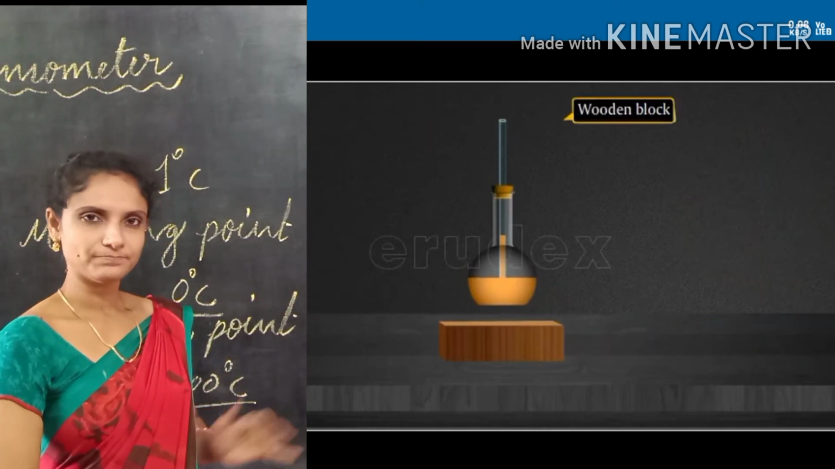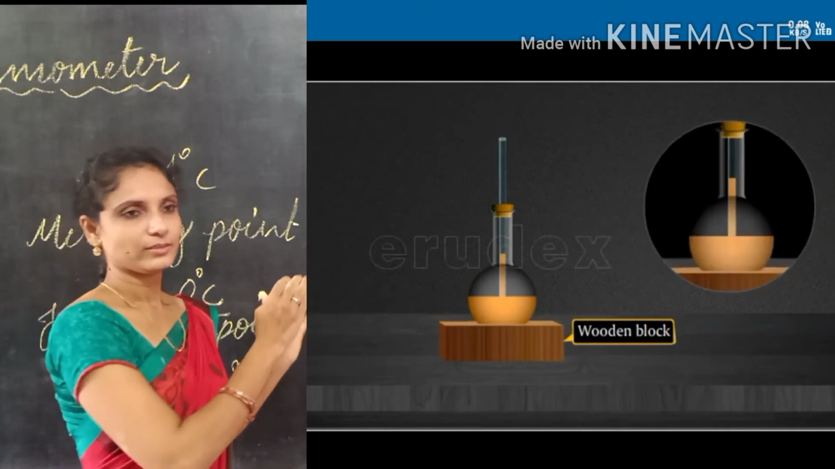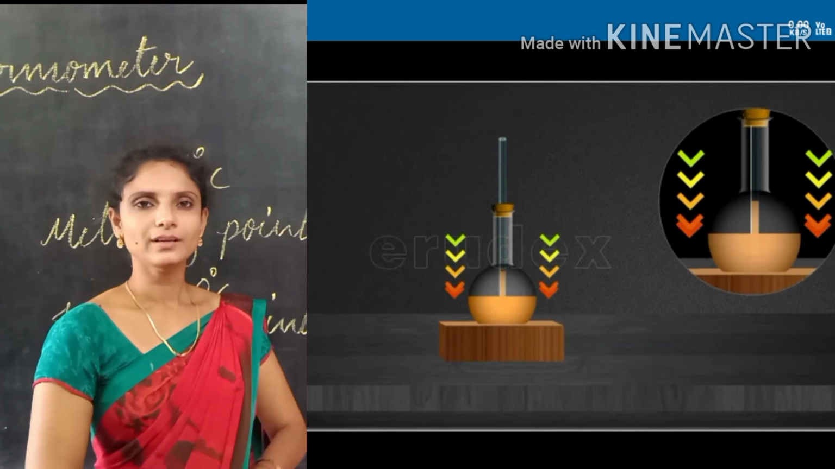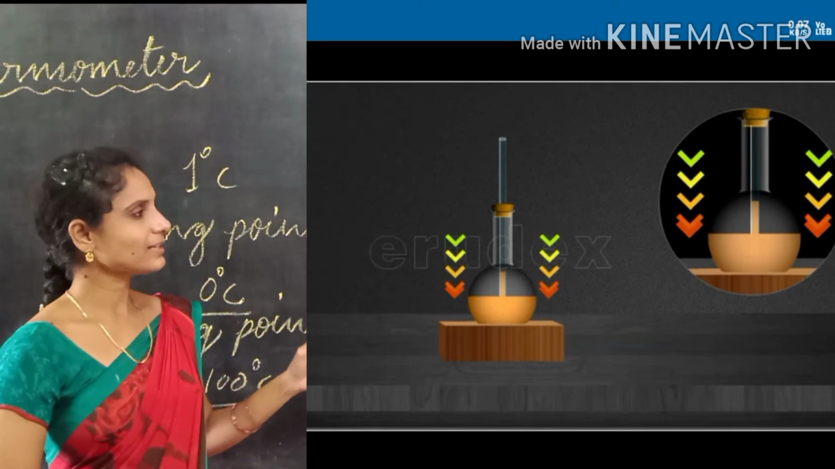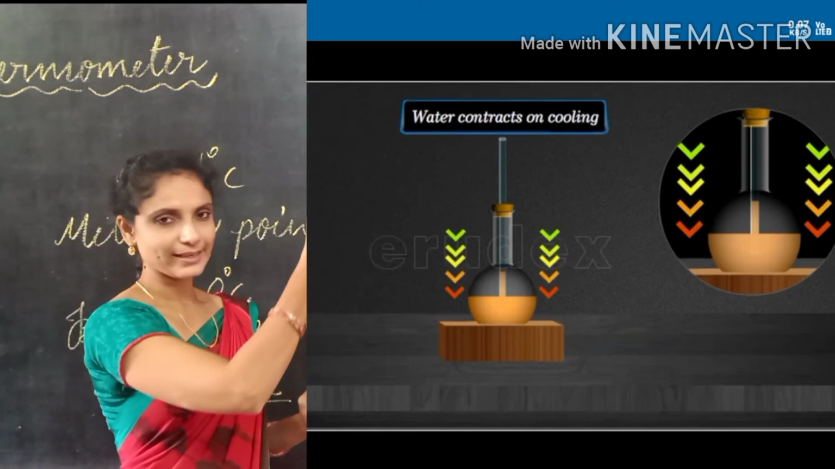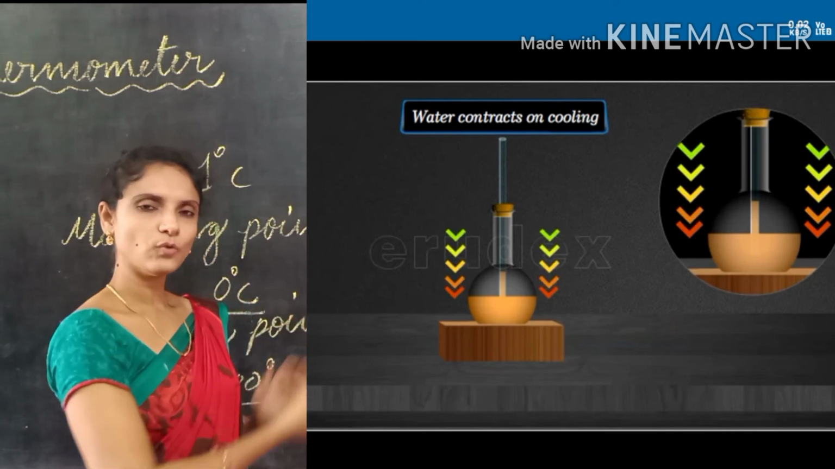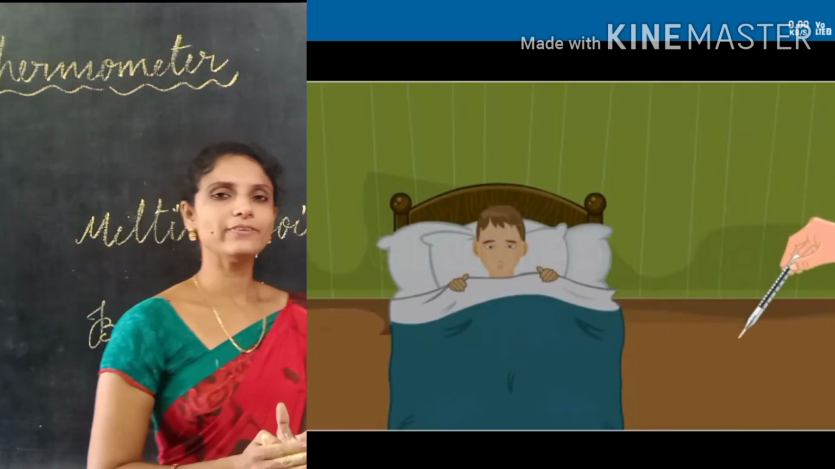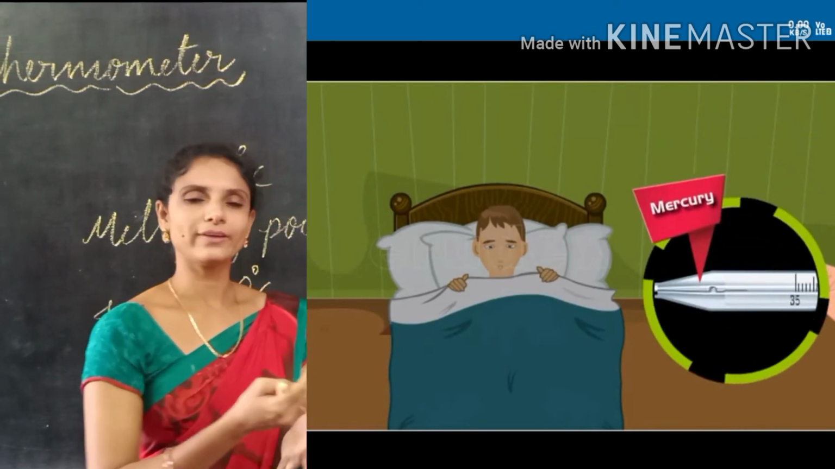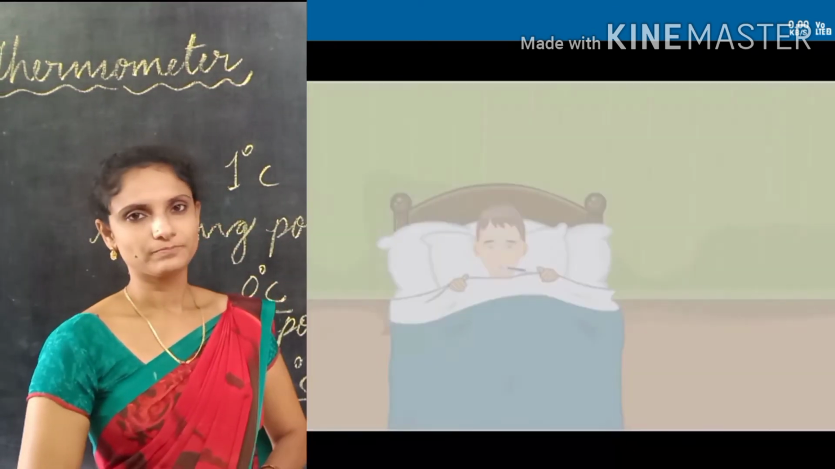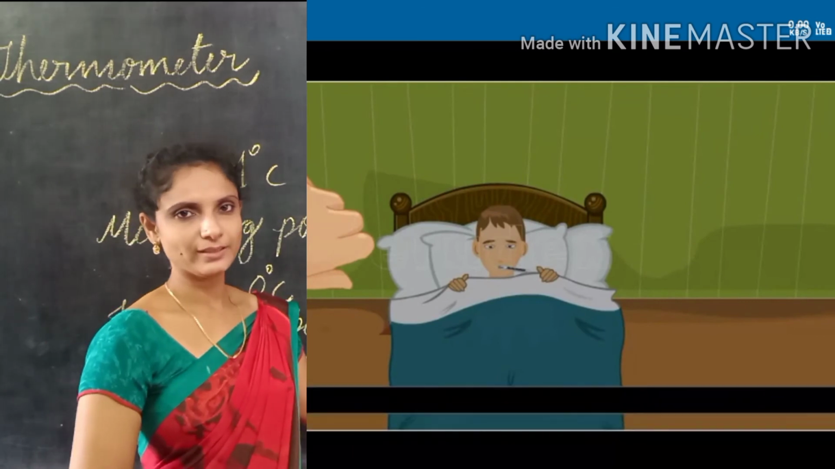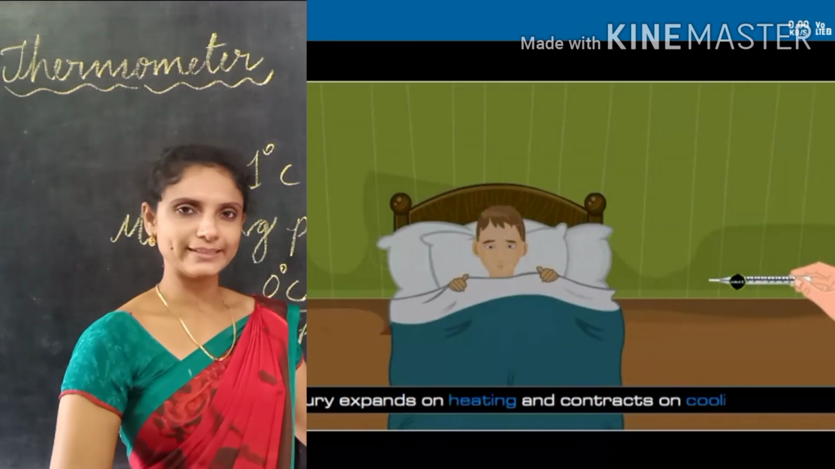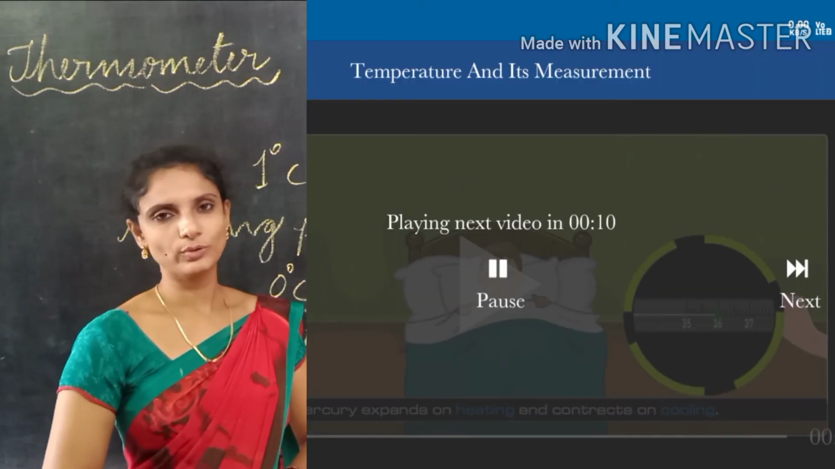After some time, take the conical flask out and keep it on the wood. Here also we can observe the level of the colored water decreasing. That means liquids expand on heating and contract on cooling. Based on this principle, mercury also expands on heating and contracts on cooling.